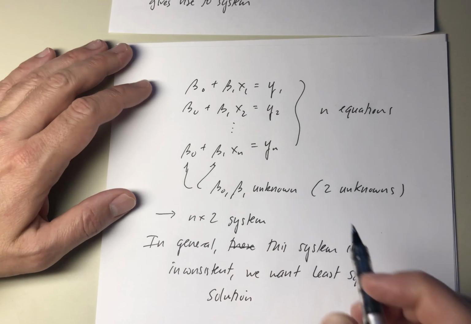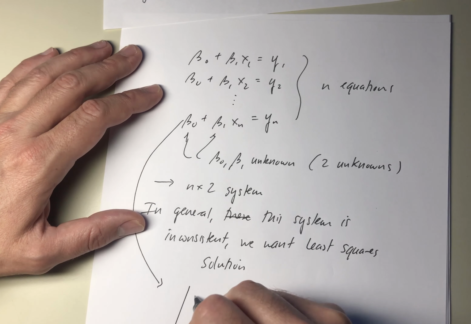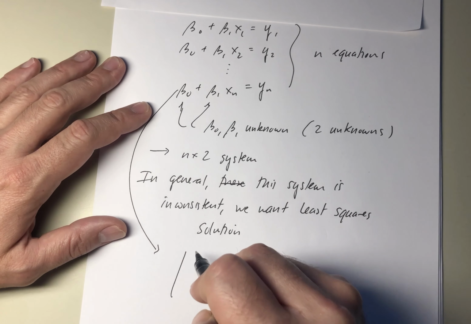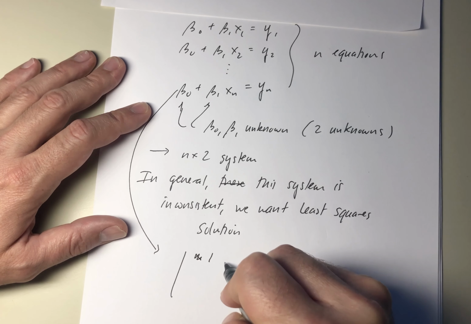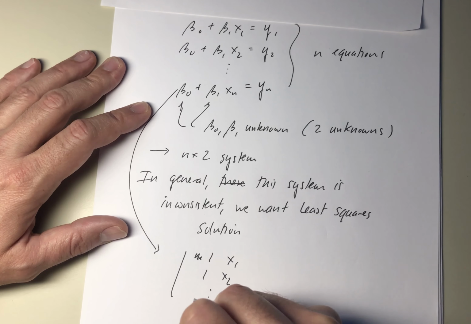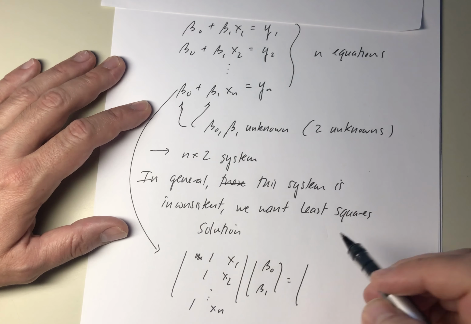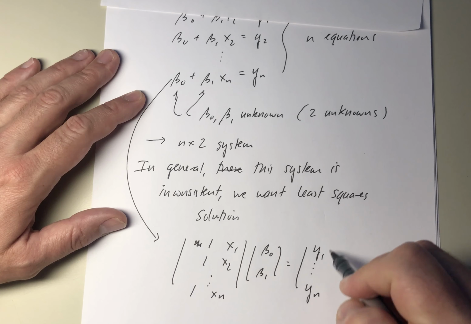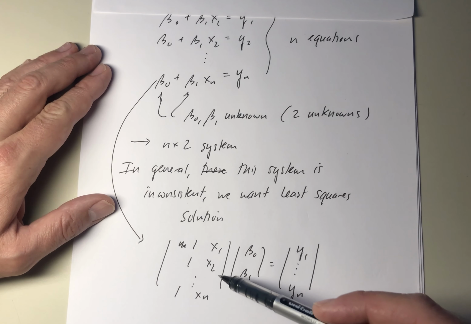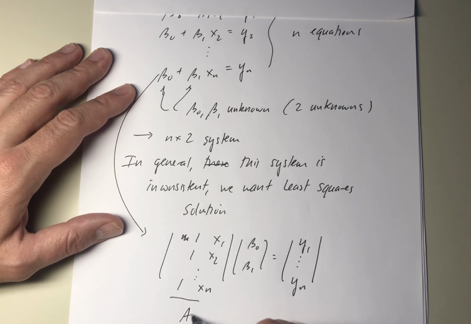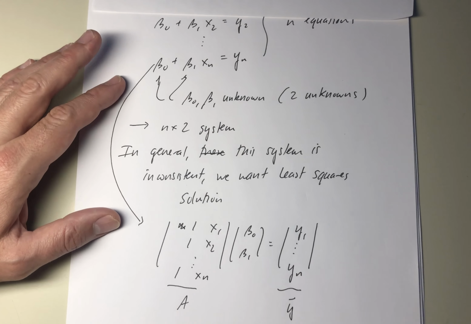Okay. So let me just encode this in language that we know. The system encoded as a matrix would be 1 x1, 1 x2, dot, dot, dot, 1 xn, times the unknown, which is beta naught, beta 1, equals the right-hand side, which is y1 through yn. So you can see this on one screen, I'm taking this system and encoding it in the usual way as a matrix times beta equals y, the vector on the right-hand side.